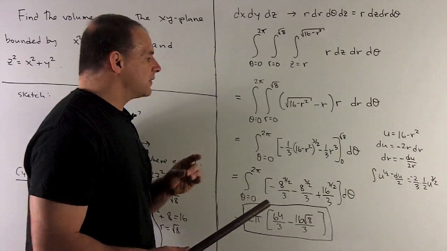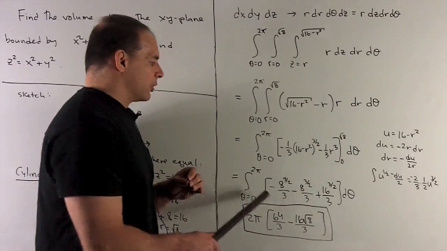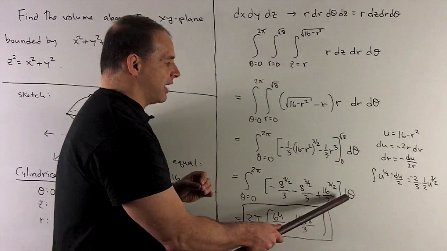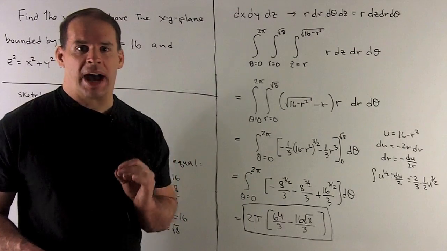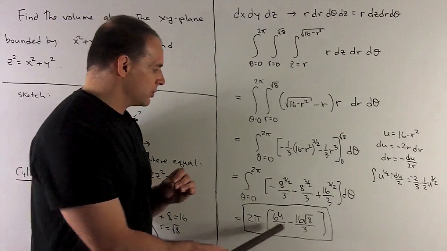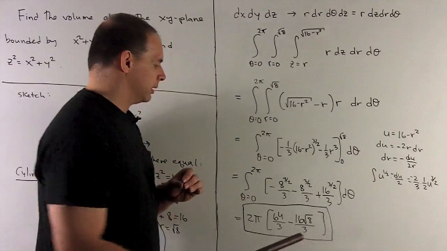So, only thing left, integrate against theta. There's nothing in theta here, so we're just going to send d theta to theta, evaluate, take the difference, gives me a 2 pi out in front. So that is our volume.